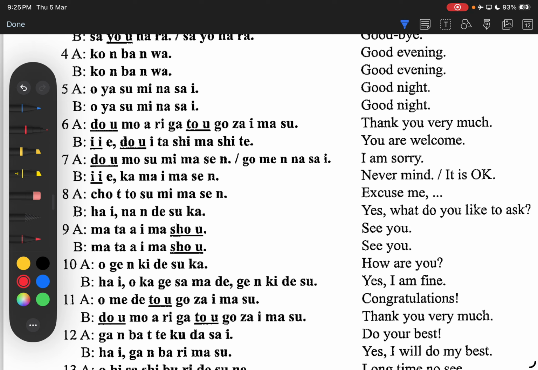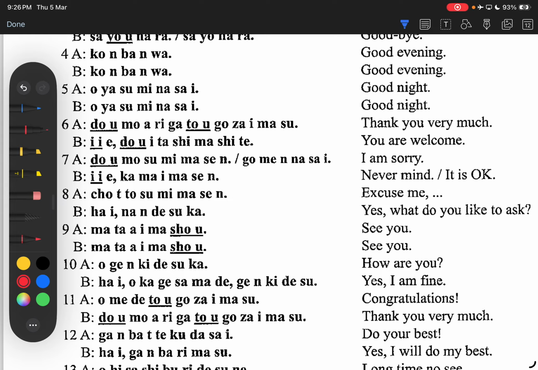So yasumi simply means rest. The o is just a polite marker. In this entire list, if you see that the characters start with an o, that is our polite marker also. We add that to show humility, to show that we respect the other party. If you remove that and say yasumi nasai, it's like, wow, you're the boss. So please have this o when you say oyasumi nasai, to pay respect to the other party.